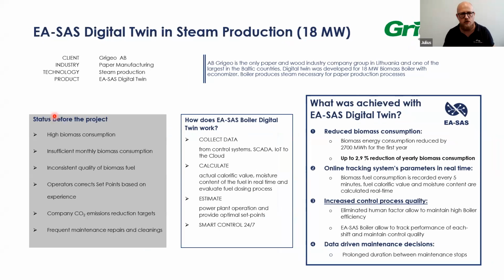And now moving over to a different profile of a client. This was a company using an 18 megawatt biomass boiler in steam production. It is a pulp and paper company. So before, once again, the main problem was high biomass consumption. And then there was the lack of experienced operators.